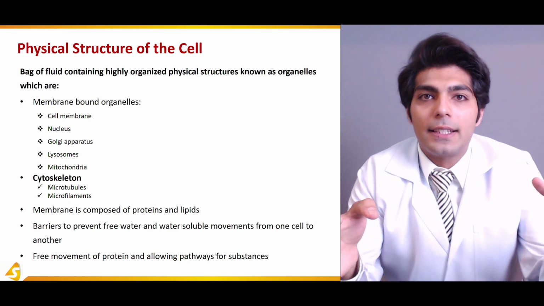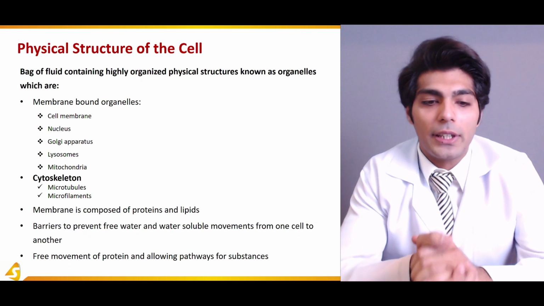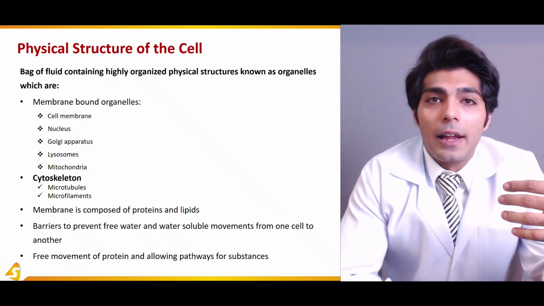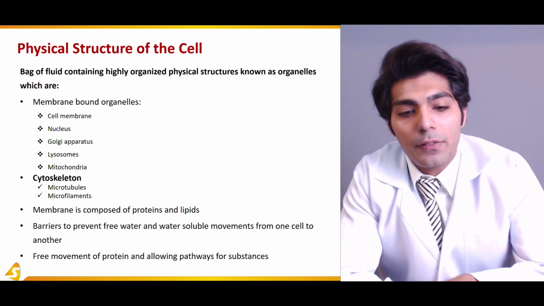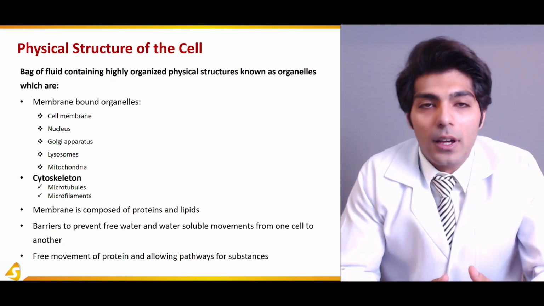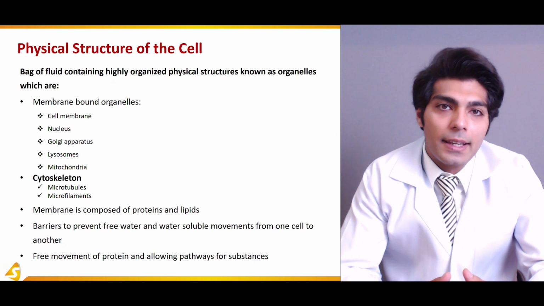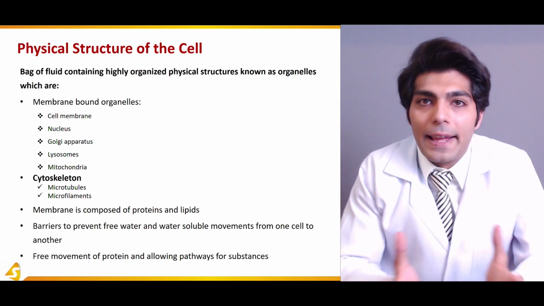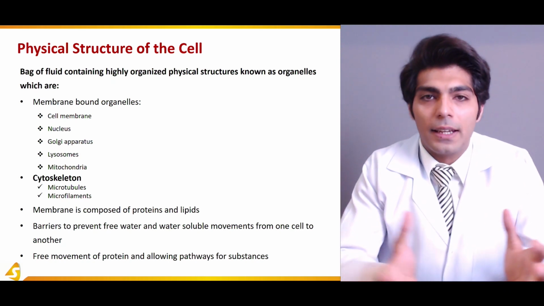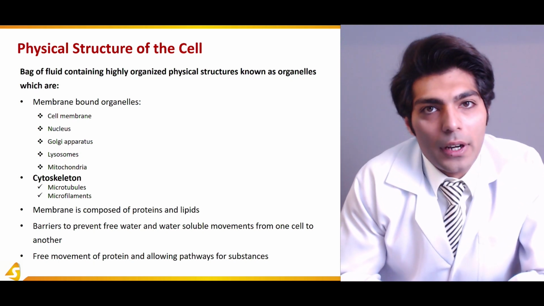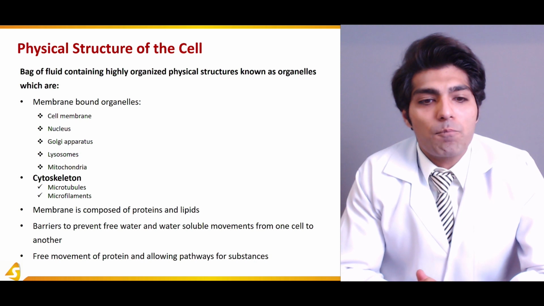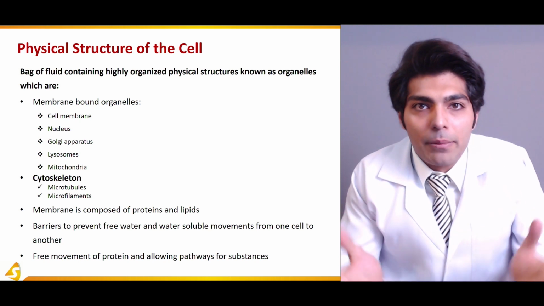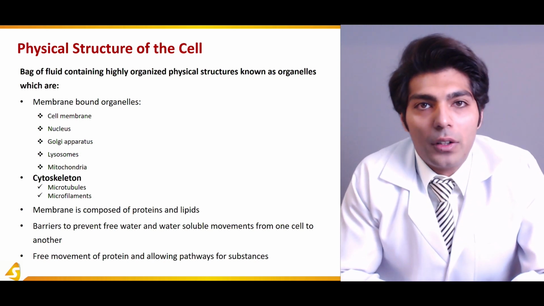So we know the cell is surrounded by a cell membrane, which is composed of protein and lipids. It provides a barrier to prevent free water flow and water-soluble movement from one cell to another. There is a free movement of protein, and there are pathways for substances to enter and move out into the extracellular fluid. All the organelles are placed in a clear fluid inside the cell that we call cytoplasm, and it is surrounded by the cell membrane, and it contains all the cell organelles.